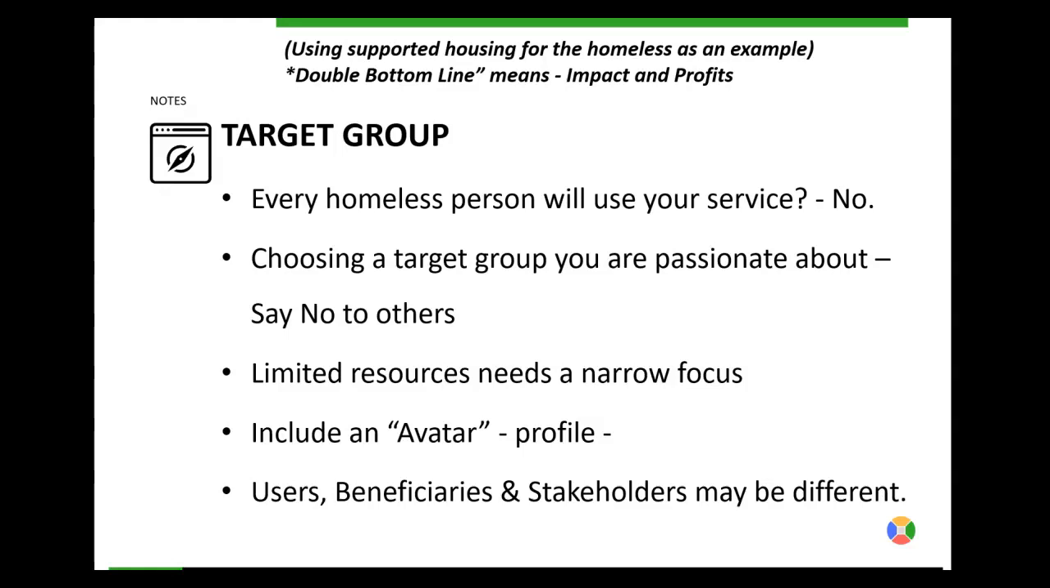So choosing a target group you are passionate about is one of the key ways to help you to determine what your target group should be. Are you passionate about abused women? Let your target group be that. You can say abused women.